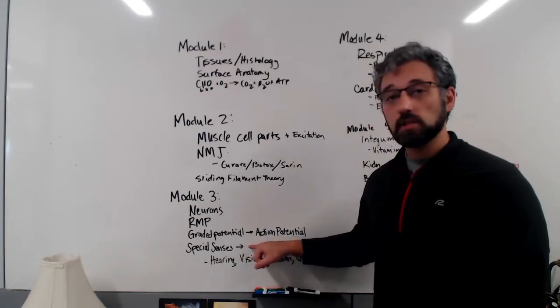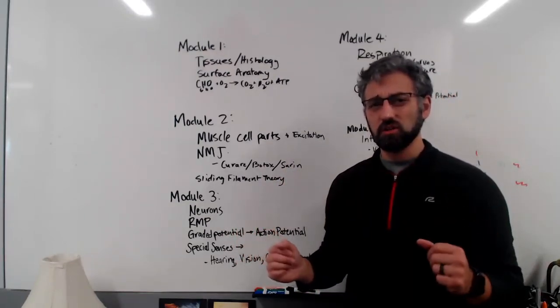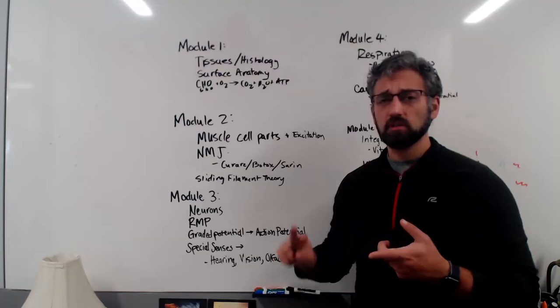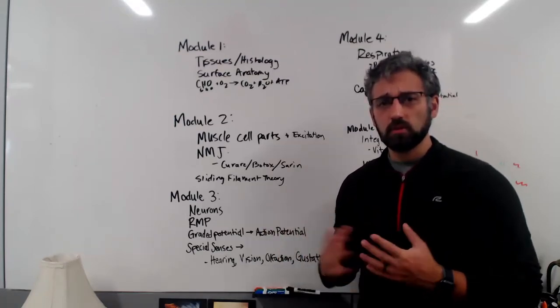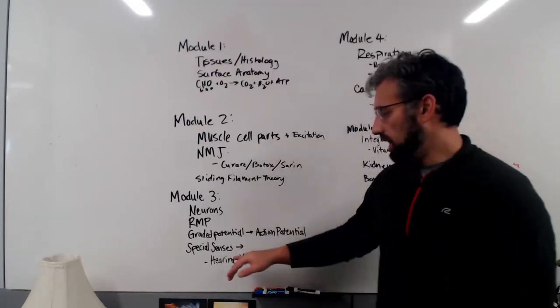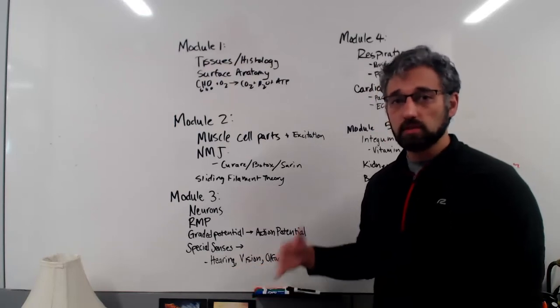Finally, we have the special senses, so understanding senses in general, what are chemoreceptors versus mechanoreceptors versus other different types of thermoreceptors, other things like that. And then also the specifics of special senses.